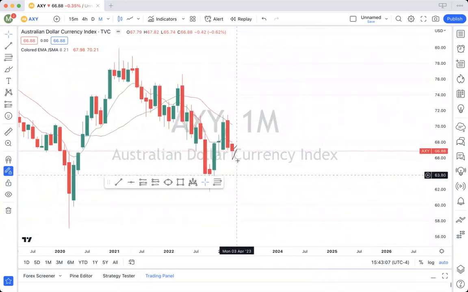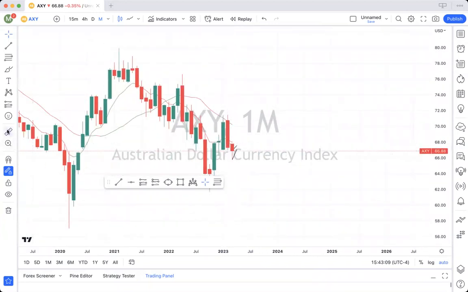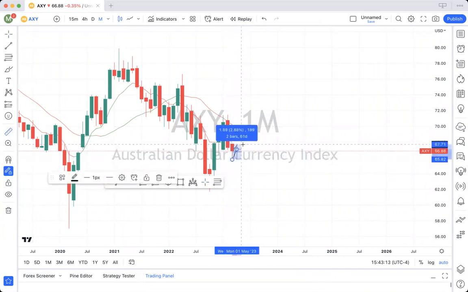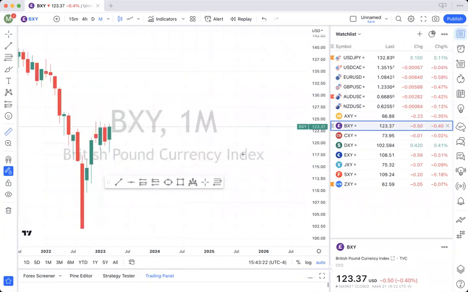We didn't have much movement in the market at all. For example, for AXY, look at the movement in the market. That's garbage. Like it barely moved. Right. Let's look at other ones. Look at British pound. Right. The market barely moved.